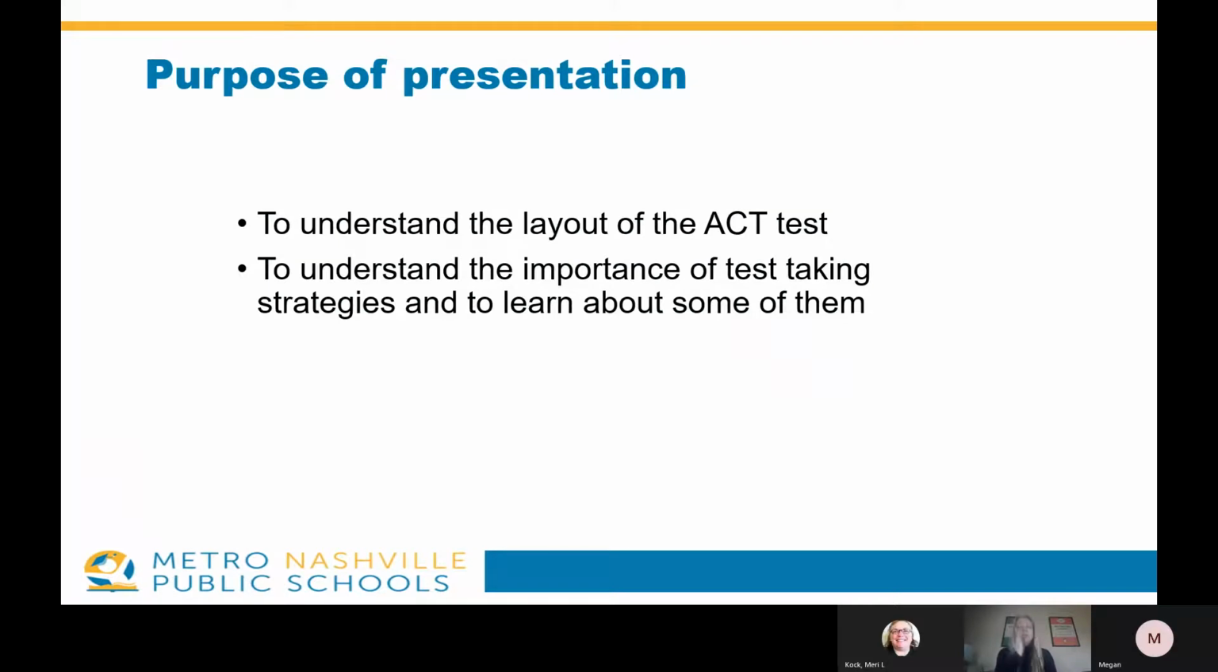Okay, so the purpose of this presentation is to understand the layout of the ACT test and to understand the importance of test taking strategies and to learn about some of them. When you were in the English session, we had English specific strategies, and then there are math specific strategies and reading specific strategies and science, but these strategies are across the board.